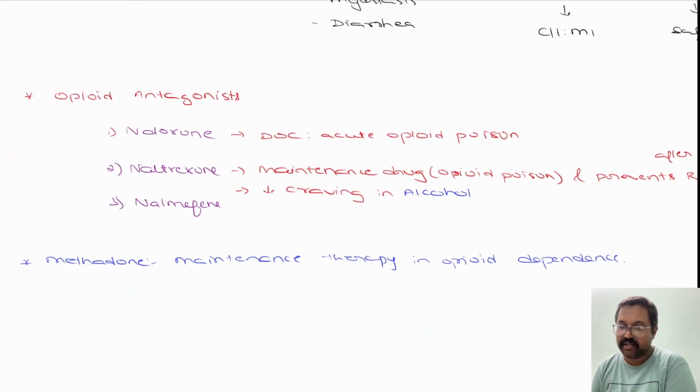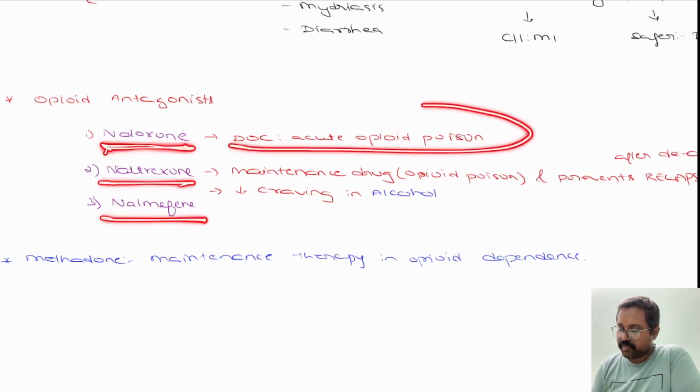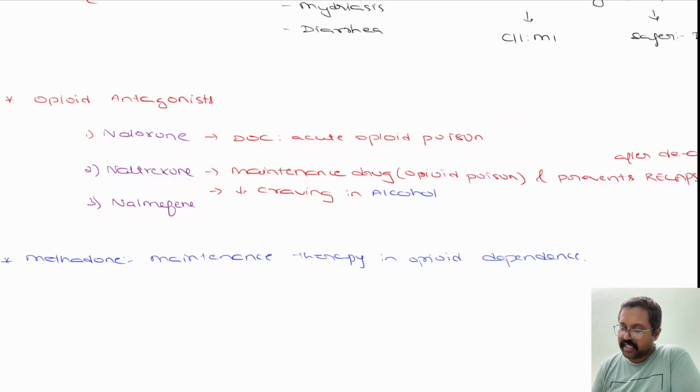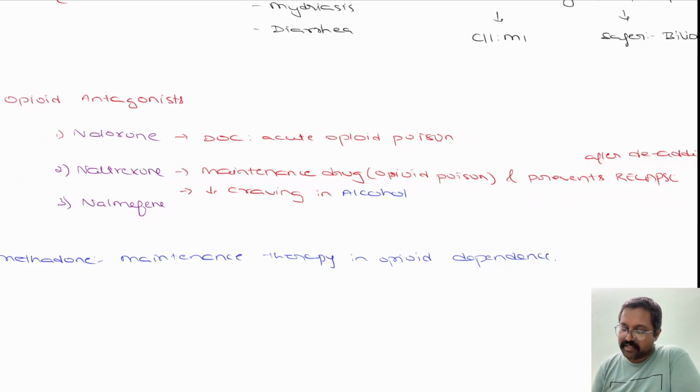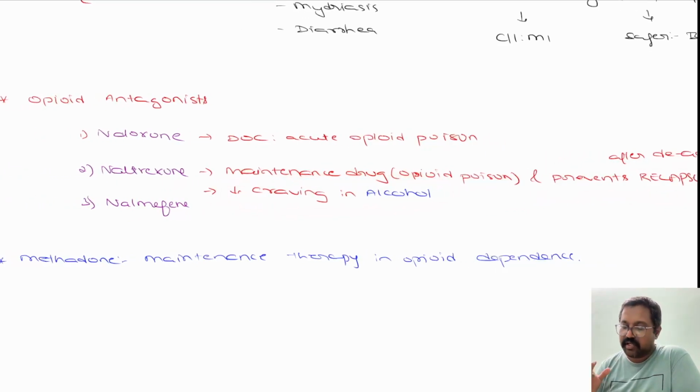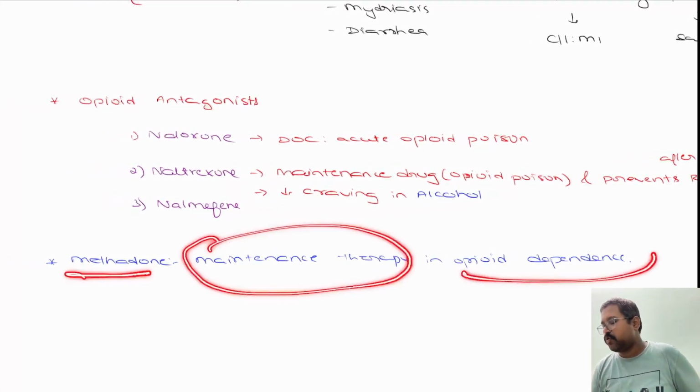And we have opioid antagonists, which you need to remember: naloxone, naltrexone, nalmefene. Naloxone is the drug of choice for opioid poisoning, and naltrexone is a maintenance drug for opioid poisoning, used to prevent relapse after de-addiction. It also reduces craving in alcohol. Naloxone for acute opioid poisoning, naltrexone for maintenance and to prevent relapse. Methadone is used for maintenance therapy in opioid dependence.